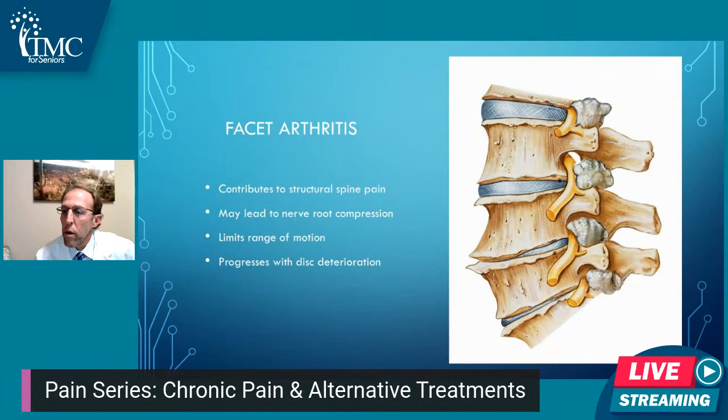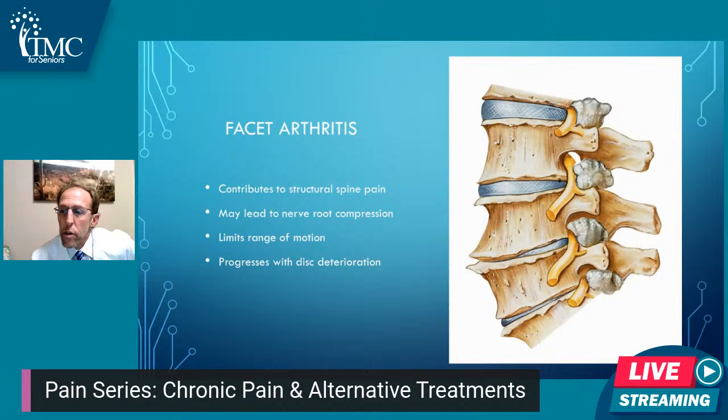Here's a picture of more arthritic changes at each of these joints. These joint surfaces can change, and they change most commonly when we see these kind of disc degeneration aspects. This may compromise the exiting nerve root, as you see here, and lead to compression of the nerve and oftentimes pain along that nerve root into one of our extremities. This also will limit our range of motion and progress to a point that it becomes difficult for treatment.